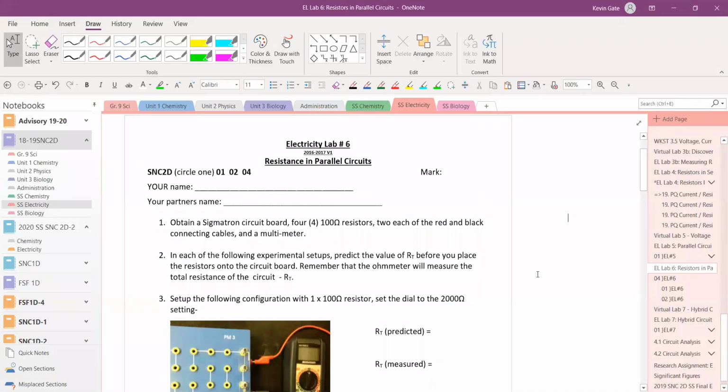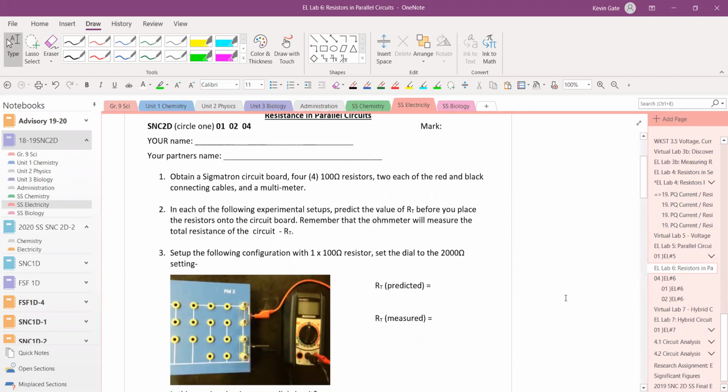Okay, gentlemen, welcome to Electricity Lab number 6, Resistance in Parallel Circuits. We won't be doing this lab as a virtual online simulation via the PhET simulator we've been using previously, just because the ohm meter setup doesn't work as efficiently as we would like, and not as efficiently as the Sigmatrons would work if we were conducting this lab in real life. But given the parameters of virtual learning and the pandemic situation we're in, we're going to make the best of it via OneNote recording here.